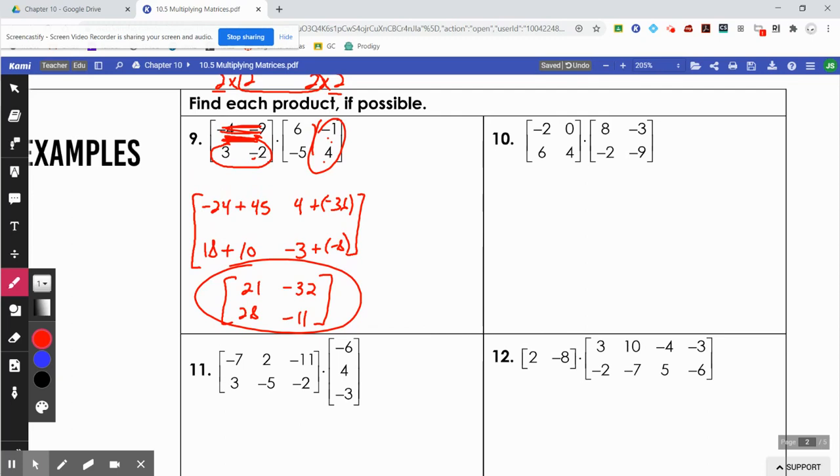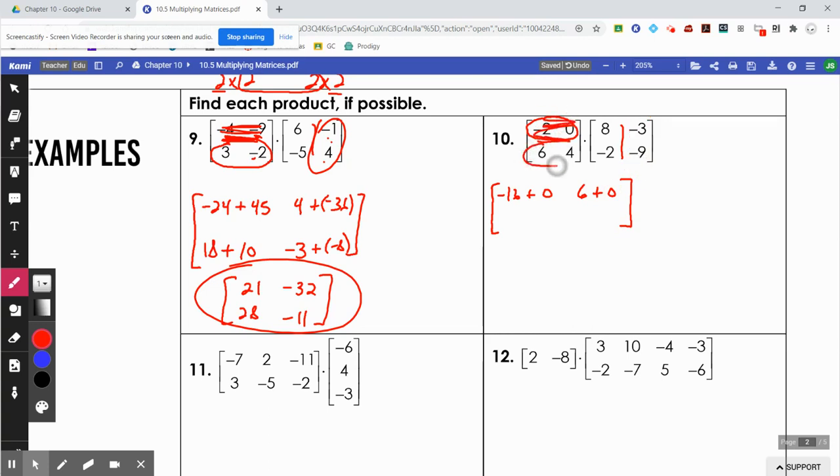Number 10. It's also a 2 by 2 times a 2 by 2, so they can be multiplied. We're going to multiply rows by columns. Start with your first row. Pair it first with your first column. That's going to give us our answer in the first row, first column of the answer. -2 with 8, plus 0 with -2. You're done with the first column. Move on to the second column. -2 with -3, 0 with -9. We're done, complete with our first row.